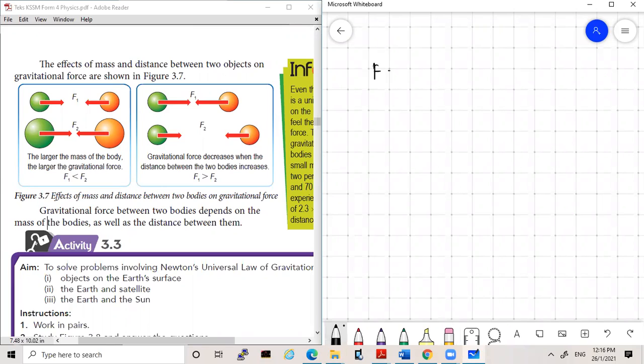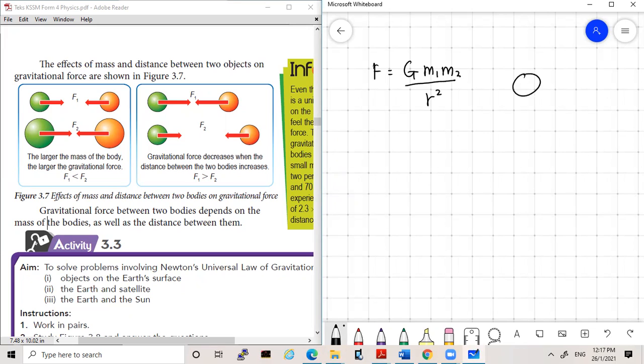F equals G, which is the universal constant, M1, the mass for the first object, M2, the mass for the second object, divided by R squared, where R is the distance between the centers of the two objects.